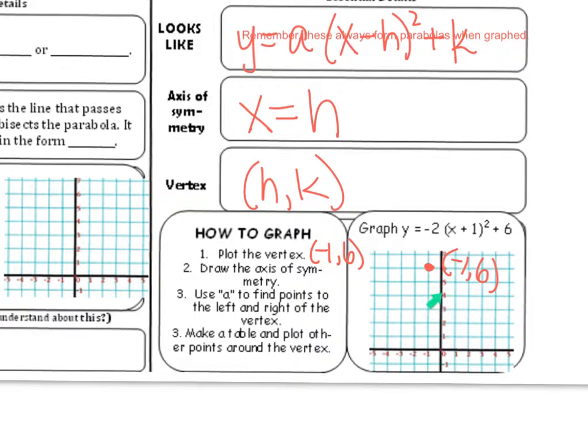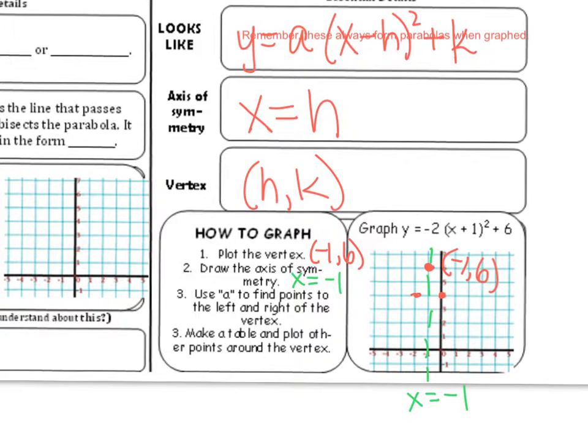So I know I'm going to have this point right here, (0, 4): 1 from the middle, down 2. And (-2, 4). Those are going to be 2 more points on my graph. I'm going to draw my axis of symmetry in here. My axis of symmetry goes right through the middle. We draw a vertical dashed line. We label it x equals the x value of my vertex, so x equals -1.